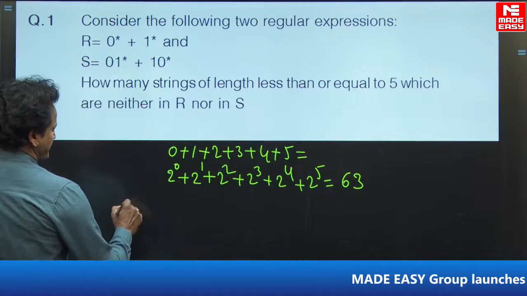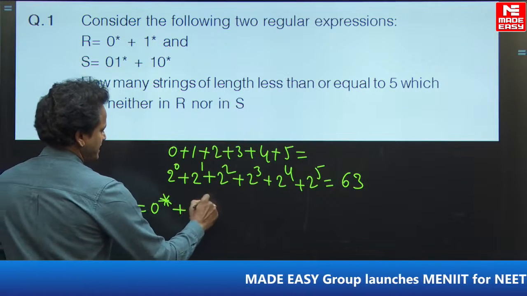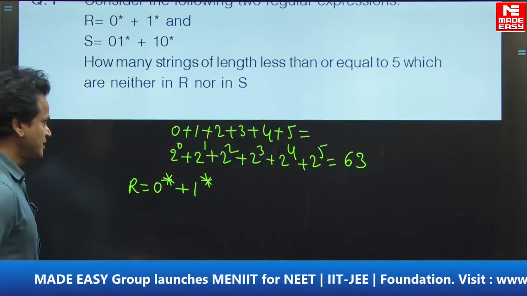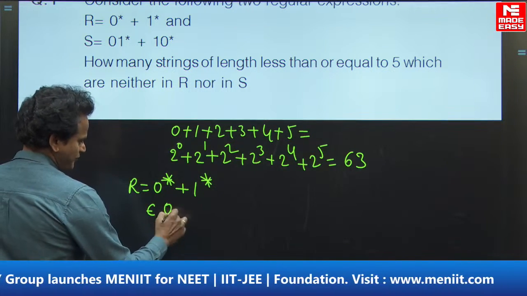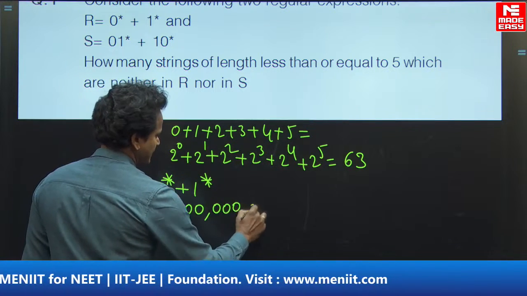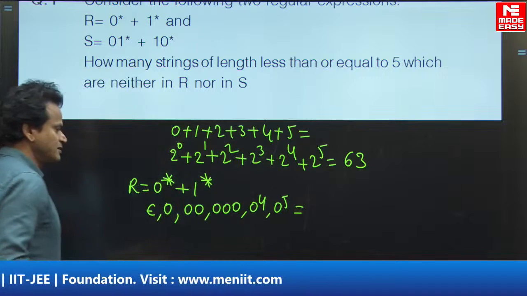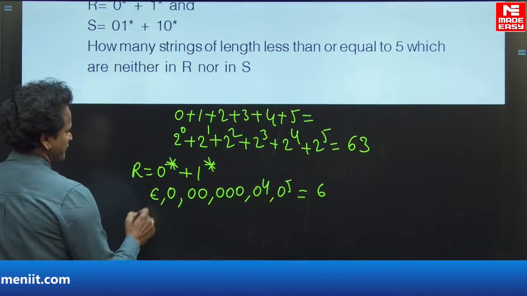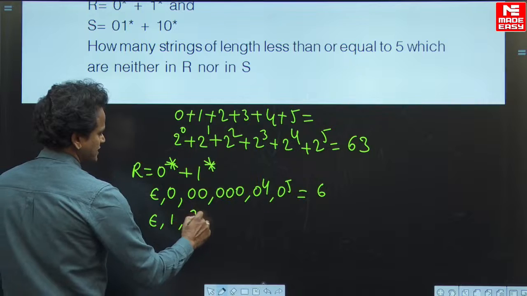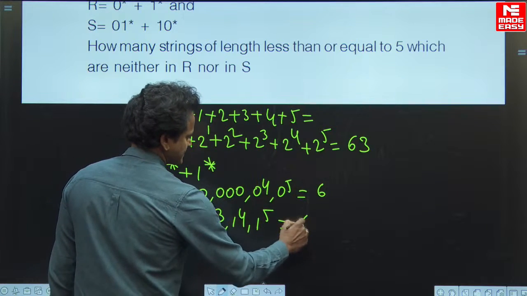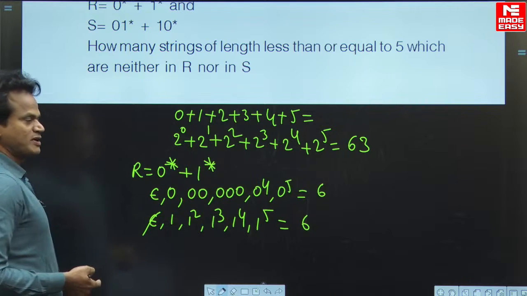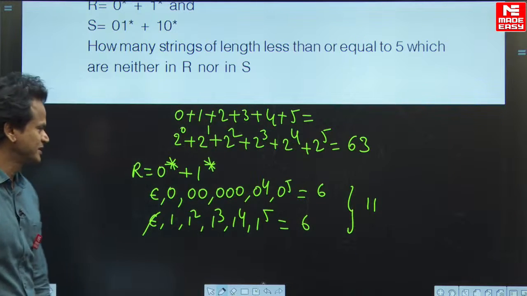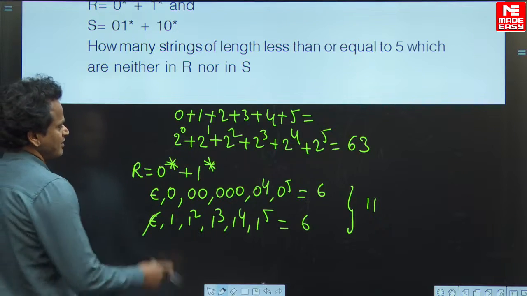So, R is 0 star 1 star. How many strings will be there in R of length 0 to 5? From 0 star we can get epsilon, and length 1, length 2, length 3, length 4 and length 5. So these are the strings of length less than or equal to 5 from 0 star. How many? 1, 2, 3, 4, 5, 6 strings will be there. And from 1 star, again we can get epsilon, 1, 1 square, 1 cube, 1 power 4, 1 power 5, again 6. So epsilon is common. So total strings from R of length less than or equal to 5: 6 plus 5, these are total 11 strings. Don't count 6 plus 6, because epsilon is repeated. So 11 strings will be there in R of length less than or equal to 5.